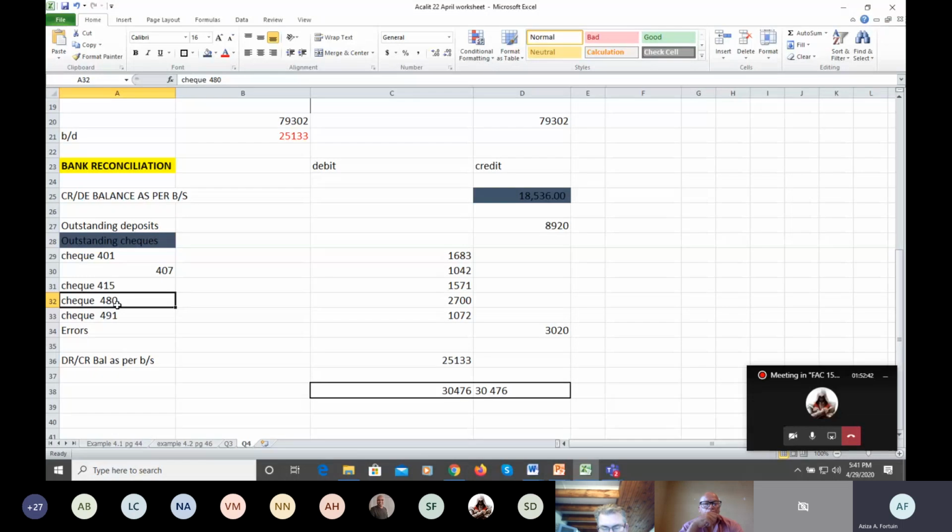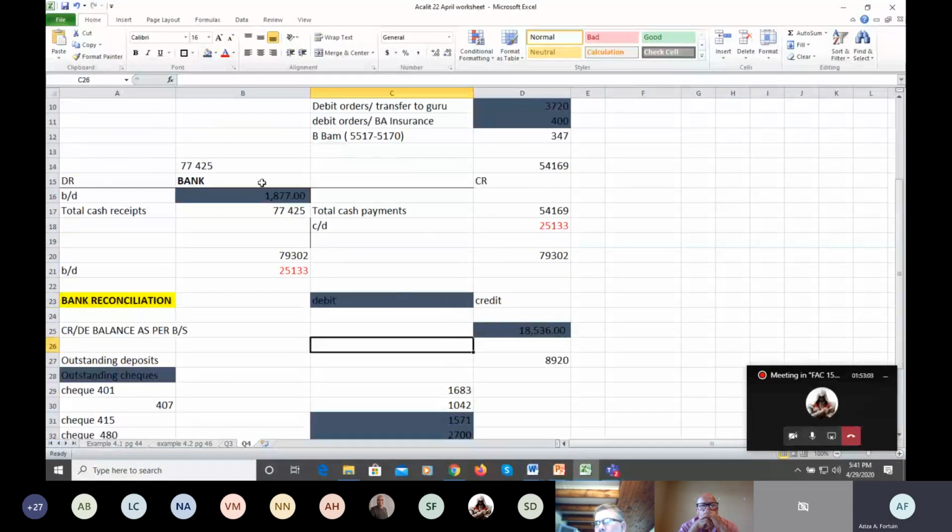The next one, they said check 480 was issued to City of Vuyani for water and electricity for 2,700. I can put it under my outstanding checks, always on the debit side, always on the debit side. So check number 491 is 1072.